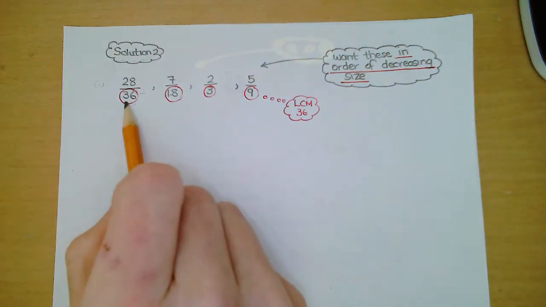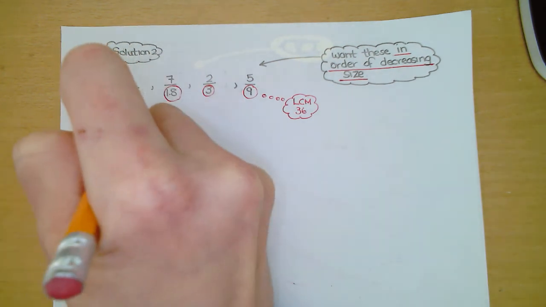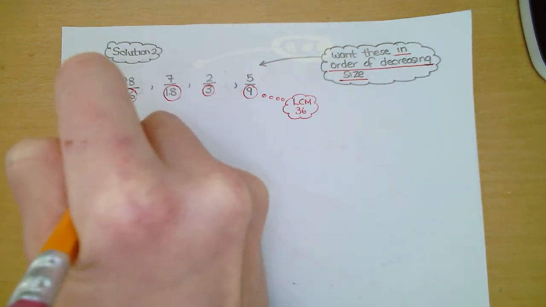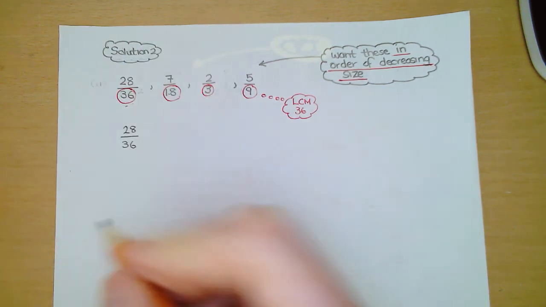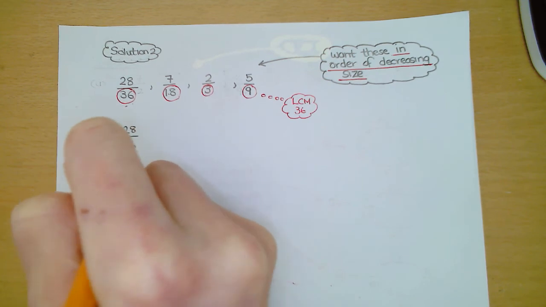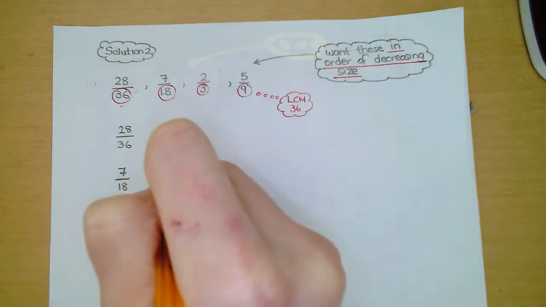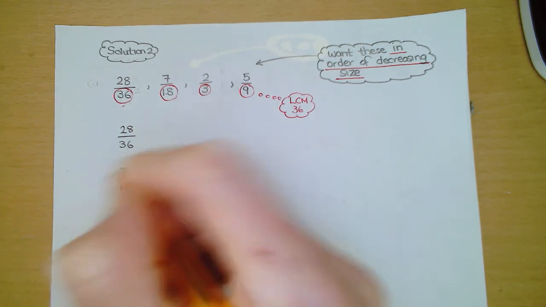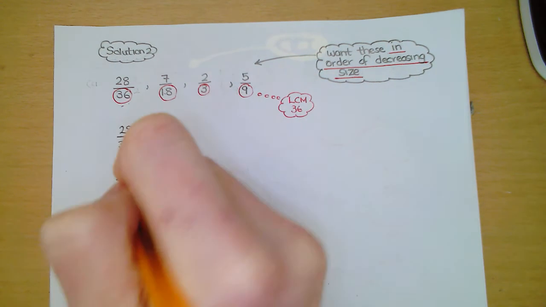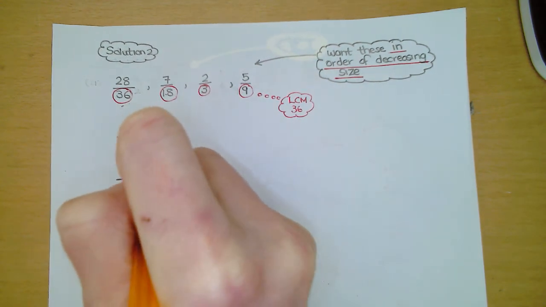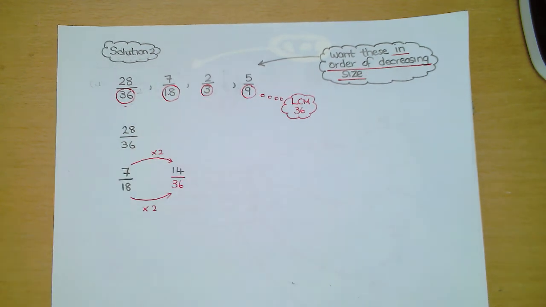So let's take a look at the first fraction. The good news is its denominator already is 36. So what I'm going to do is I'm just going to copy it down for now. 28 over 36. Let's go to our second fraction, which is 7 over 18. So we're going to turn it into an equivalent fraction with a denominator of 36. So we have to multiply 18 by 2. And we have to do exactly the same thing to the numerator. Multiply by 2. And that's going to give us 14 over 36.